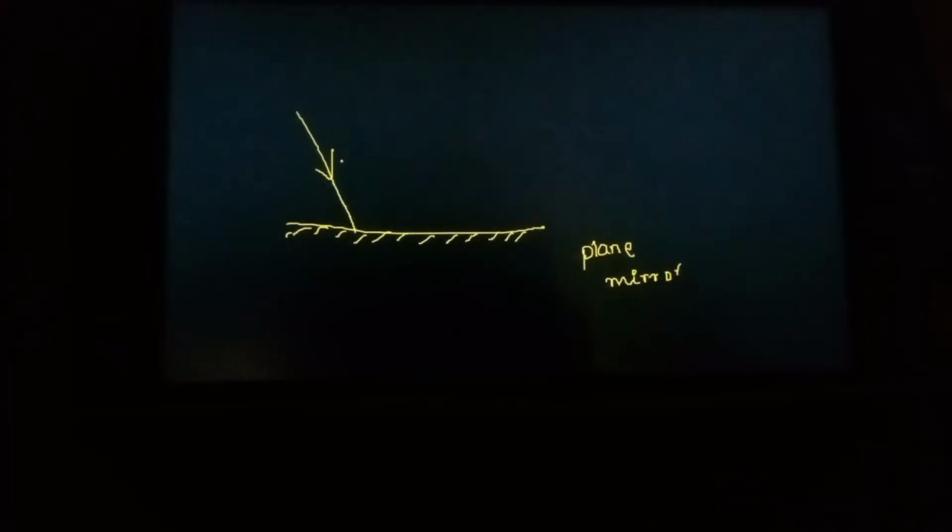Here you can see the light which is reflecting back. I'm considering this as the reflected ray, and the line which is perpendicular to the surface is the normal line. If you extend the incident ray, that is the undeviated line.